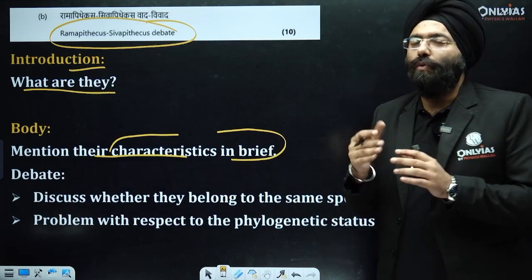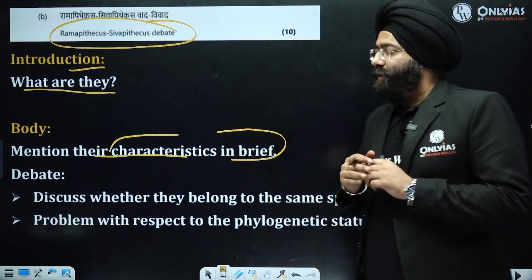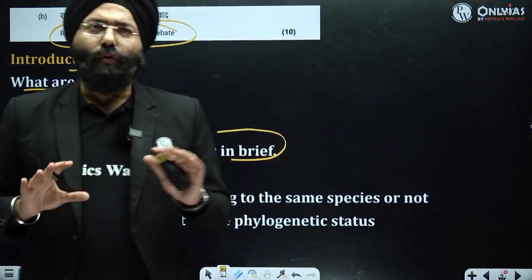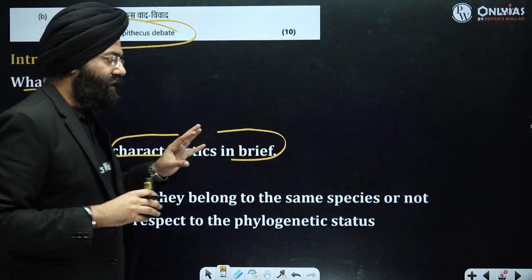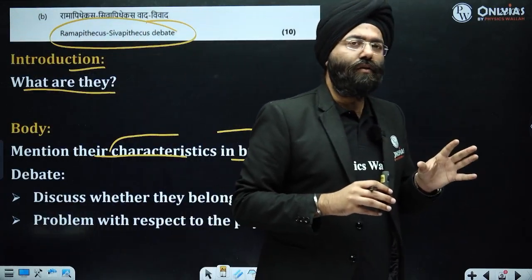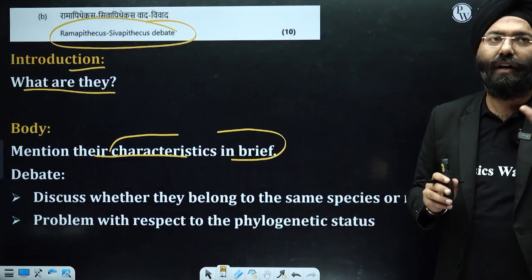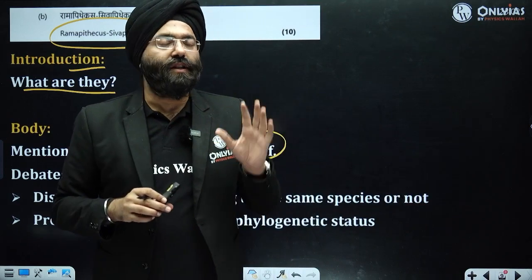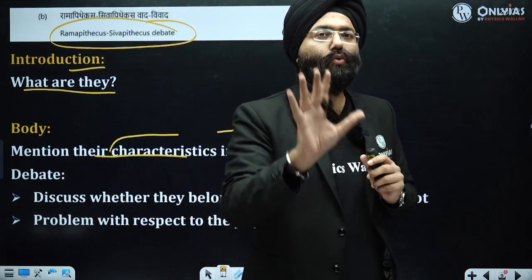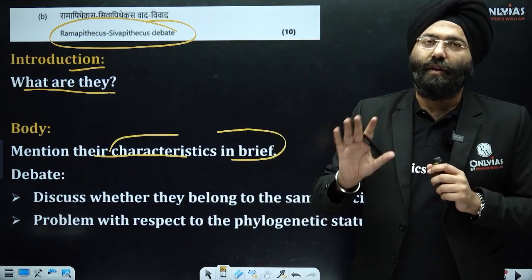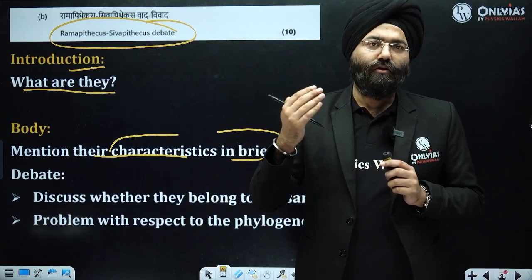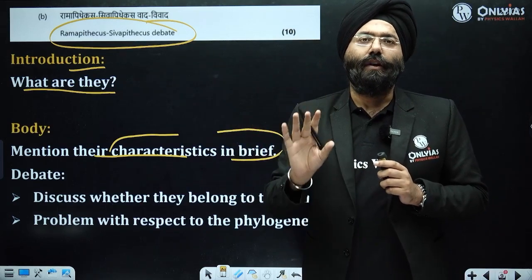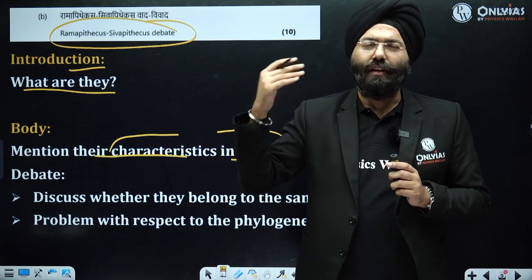Now comes the next, what is being asked with respect to the debate. The debate is basically divided into two categories. We'll just do an overview of that and understand whether they are the same species or different species. That is one part. And if that is the scenario, what is their position in the phylogenetic status? These are the two major debates that are taking place. Now, this is something that we do in the class also, and when we are dealing with these topics, we generally discuss the debate using the phylogenetic charts and the explanation.